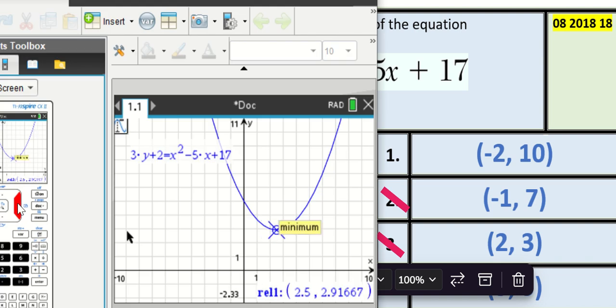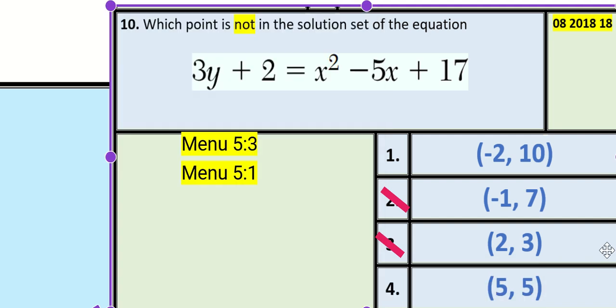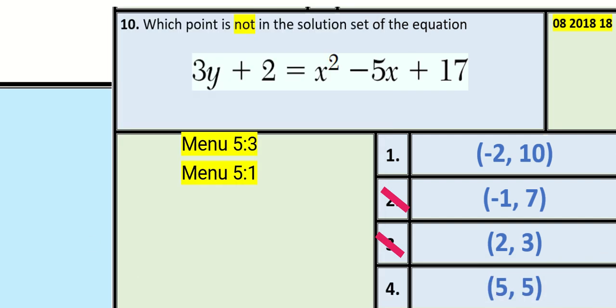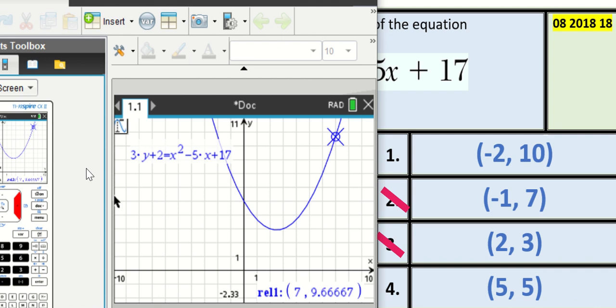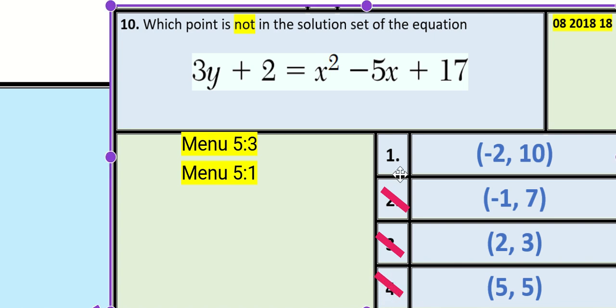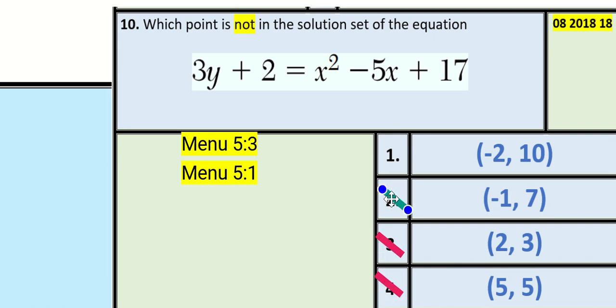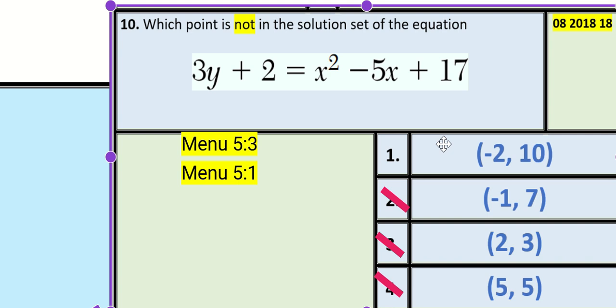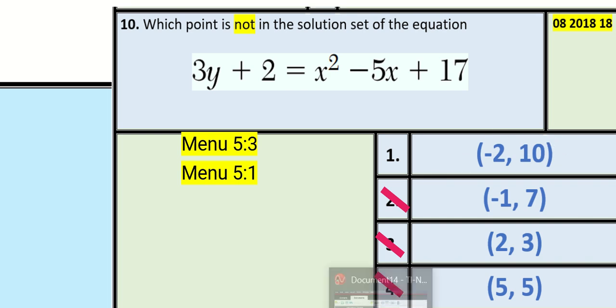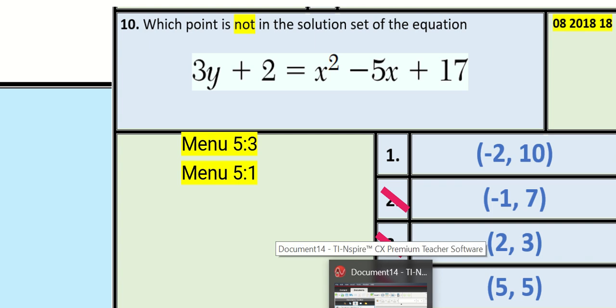Go to the right again. When I get to 5, 5, I've got another point on my graph. So all 3 of these are wrong answers. But please do what you're supposed to do. Check that last point to make sure it's not on the graph and you didn't do something silly.